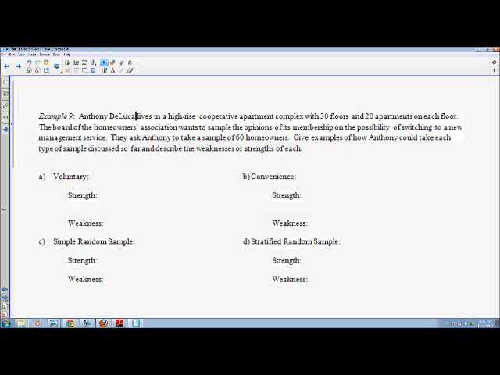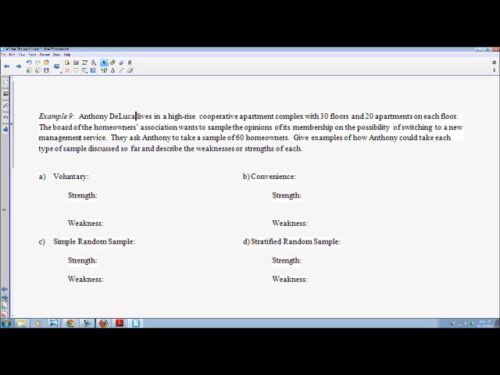Okay, so we're going to look at a voluntary sample, a convenient sample, a simple random sample, and a stratified random sample. And in general, the two that we're going to want to use when you go out and actually collect data, or when you're designing how you would do this, are going to be the simple random sample and the stratified random sample. So voluntary and convenience are not usually good strategies, but we're going to describe what that would look like in this situation.